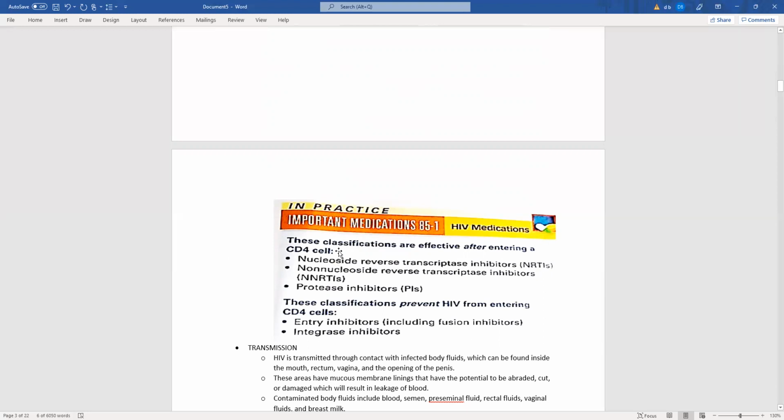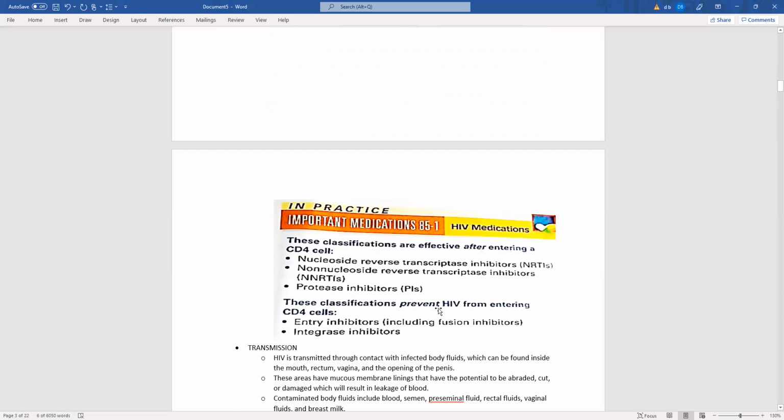The CD4 cell is a T cell. It's a T4 lymphocyte. It's known as the helper T4 lymphocyte. So remember that. These classifications are effective after entering a CD4 cell: nucleoside reverse transcriptase inhibitors. Just know these.